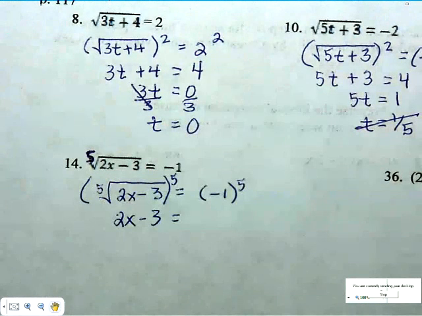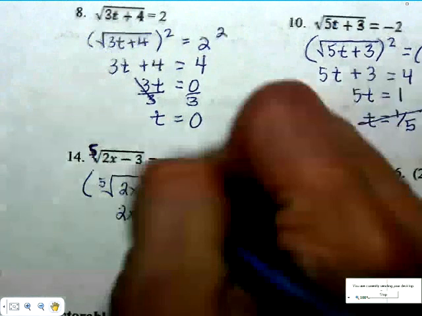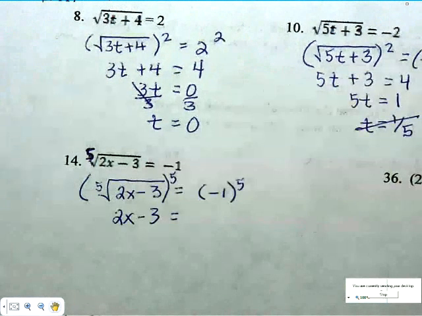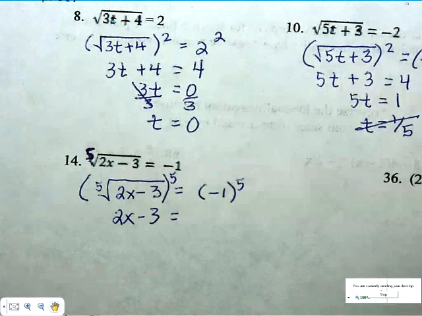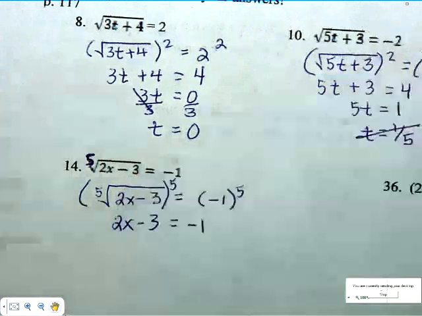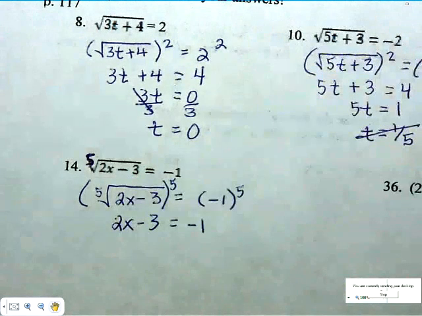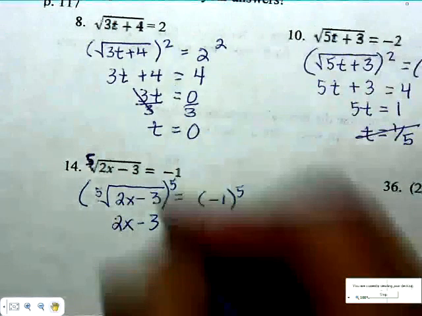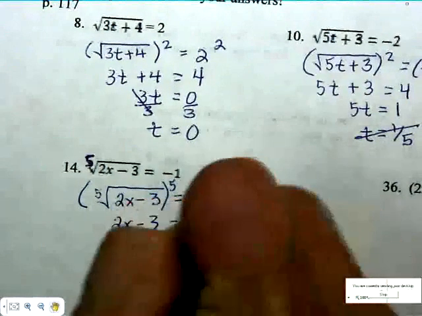And on the right-hand side, negative 1 to the fifth. What's negative 1 raised to any odd power? Negative 1. Negative 1 to any even power is positive 1. So this is negative 1. Add 3 to both sides and divide by 2.